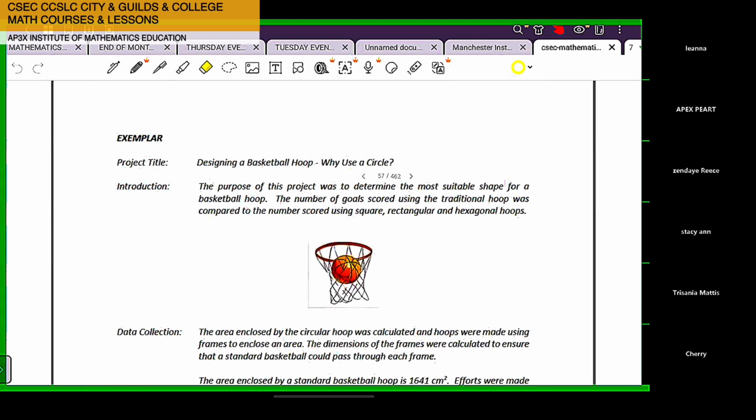So in this particular SBA, the project title is, the student wants to design a basketball hoop. And the question is, why should they use a circle? If you look at the introduction, and that's the introduction alone that I'm focusing on, it says the purpose of this project was to determine the most suitable shape for a basketball hoop. The number of goals scored using a traditional hoop was compared to the number of goals scored into a square hoop, a rectangular hoop, and a hexagonal hoop.